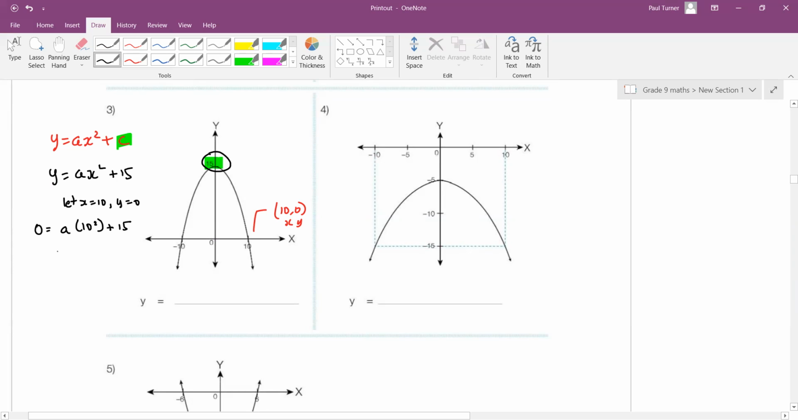Okay, so we need to rearrange this. So you're going to get 100a equals minus 15. So a will be minus 15 on 100. And if you simplify that, you get minus 3 on 20. That's a. So now you've got a fraction for a and it's negative. We knew it would be negative because of the shape of the graph. So our equation would be y equals minus 3 on 20 x squared plus 15.